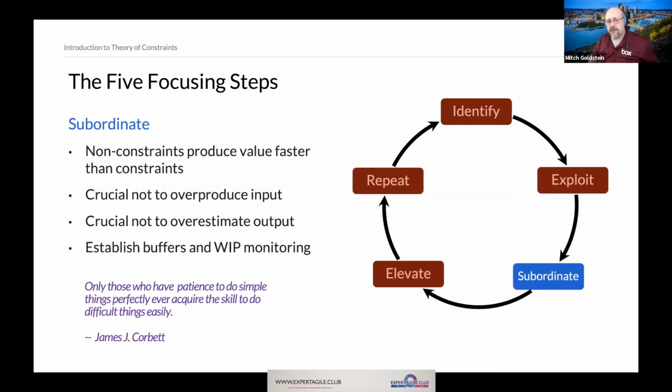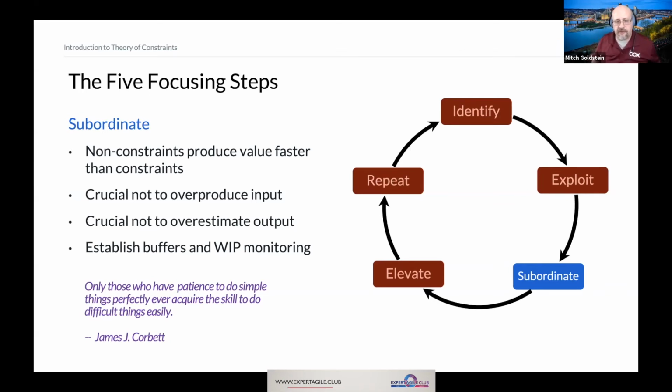It's also very crucial not to overestimate output. In other words, just because we think we push twice as much through a system does not mean that we're going to get twice as much out in the same time. And what we do is we establish buffers, which we'll talk about in a little bit, and WIP monitoring, work in process or work in progress. Either is acceptable. The correct term is actually work in process, as coined by Deming. But we want to monitor our WIP because WIP will tell us whether we are producing or whether we are thrashing. If our WIP is too high, that's usually an indicator that we're taking on too much and trying to push too much through a constraint.